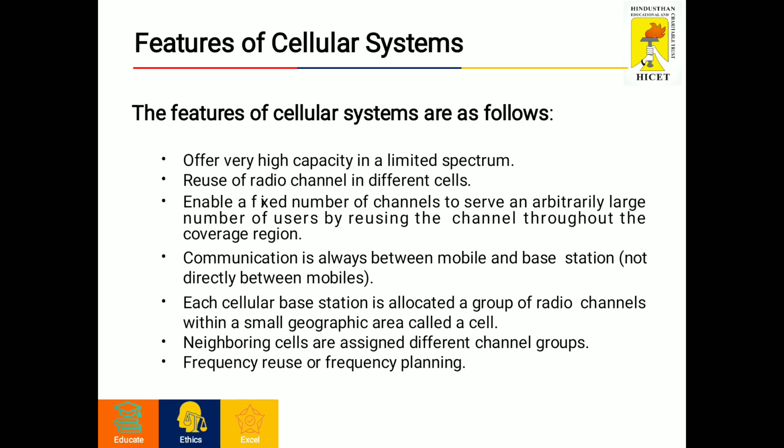Now coming to the features of cellular systems. First, cellular systems offer very high capacity in a limited spectrum. Second is the reuse of radio channels in different cells. It enables a fixed number of channels to serve an arbitrarily large number of users by reusing the channels throughout the coverage region. The third is that communication is always between the mobiles and the base station, not directly with the mobile devices. Each cell's base station is allocated a group of radio channels within a small geographical area, and neighboring cells are assigned different channel groups. That means frequency reuse is possible. So frequency planning is needed so that the frequencies can be reused. These are important features of a cellular system.